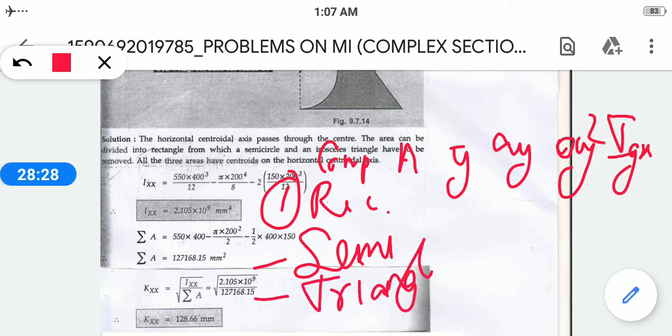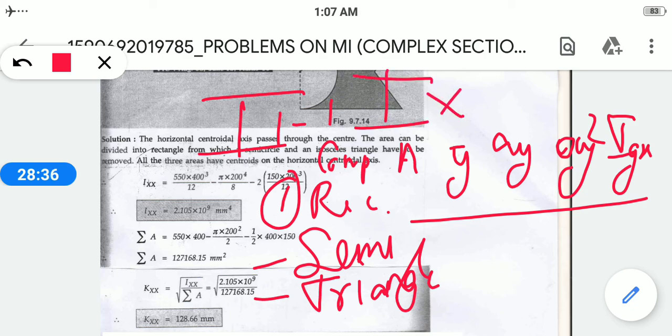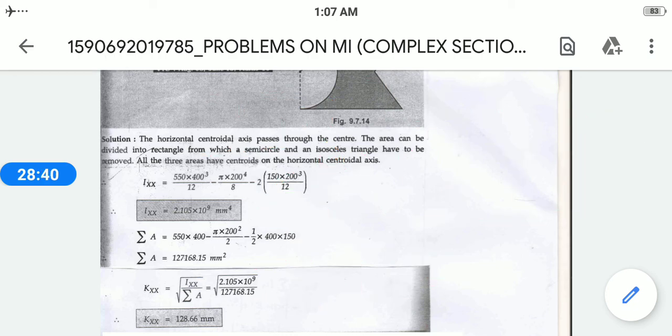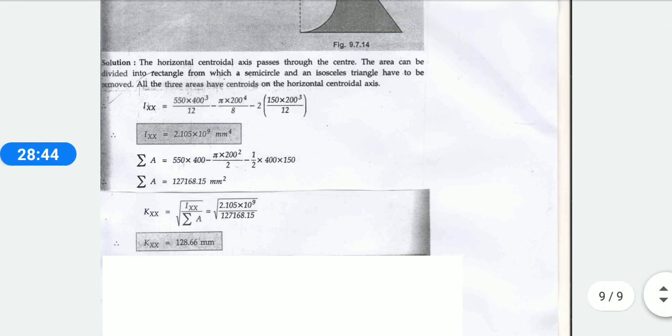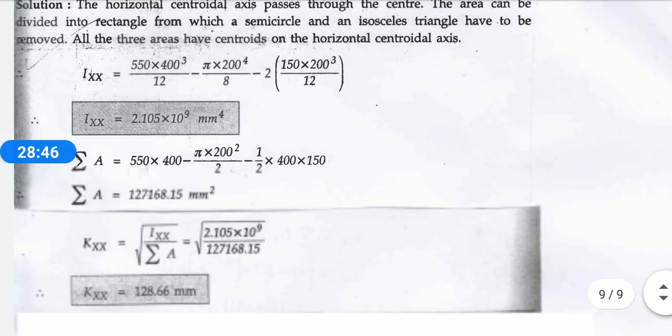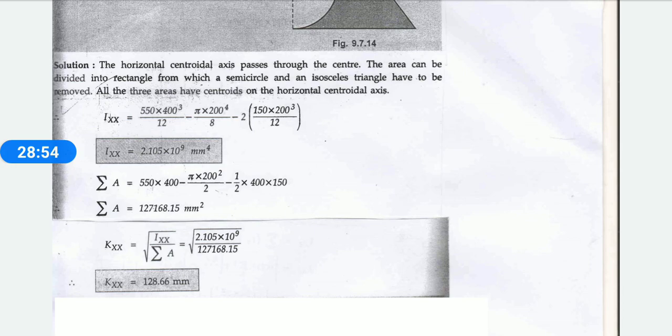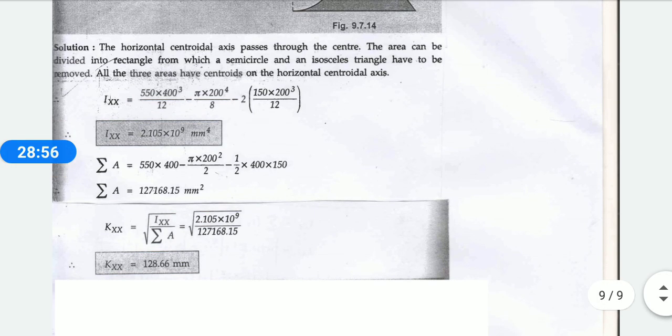After doing all this, you will get the summation of every value. Put it in the formula of I of 1. Then you put in the formula and find out I of xx. Then you can put in the formula of radius of gyration, that is K of xx. Then you will find the value K of xx is equal to square root of Ixx divided by summation of A. That is equal to 128.66 mm. Up to this, your complete module is over.